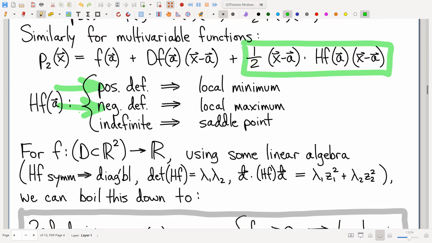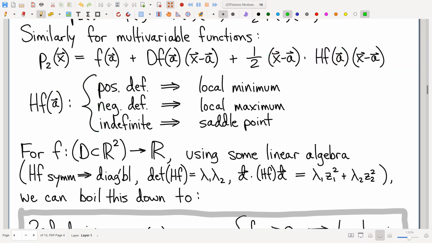But there's a new possibility. It could be that it goes kind of both ways depending on which direction you're moving. And so indefinite is a legitimate possibility. Right? And how do you determine this? Well, we have to figure out how to understand quadratic forms. When are quadratic forms always positive, always negative, or neither? And y'all remember there's a whole thing about that.